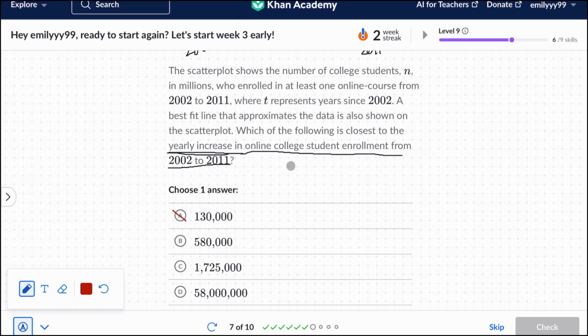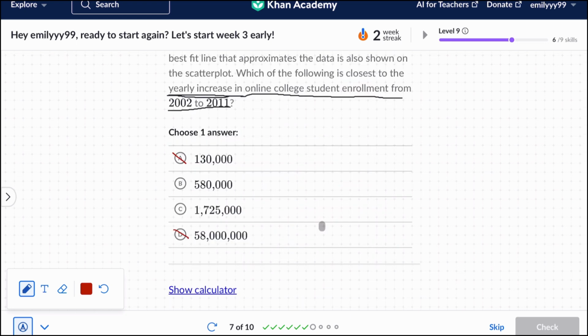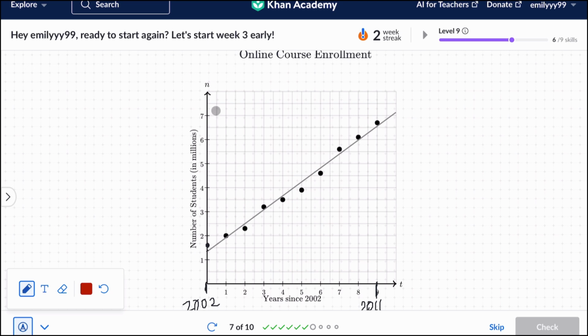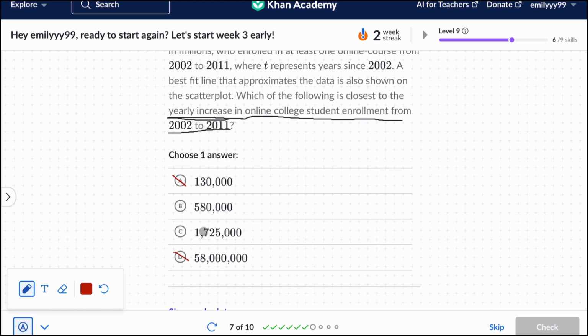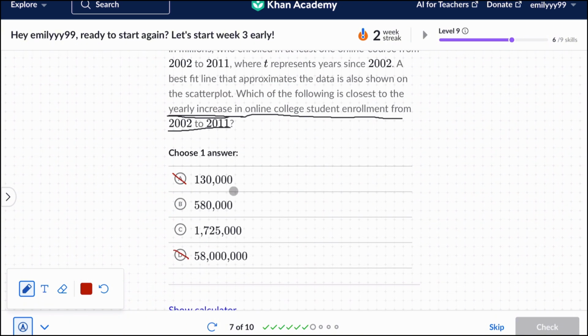It can't be 130,000. That's just like way too little for all of this. There's no way it can be D. 58 million isn't even on this graph. And then 1.7 million is not gonna be the answer either. And so out of these choices, the most reasonable one is gonna be B.